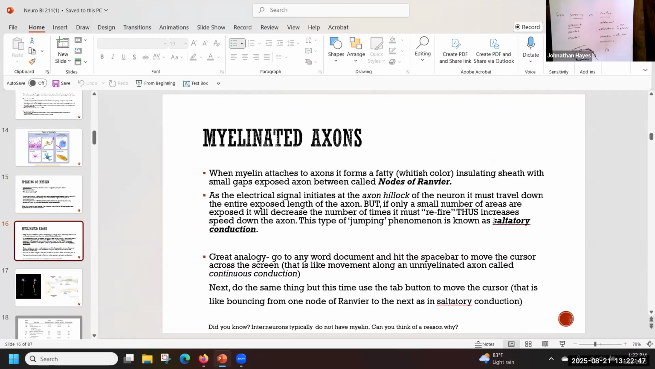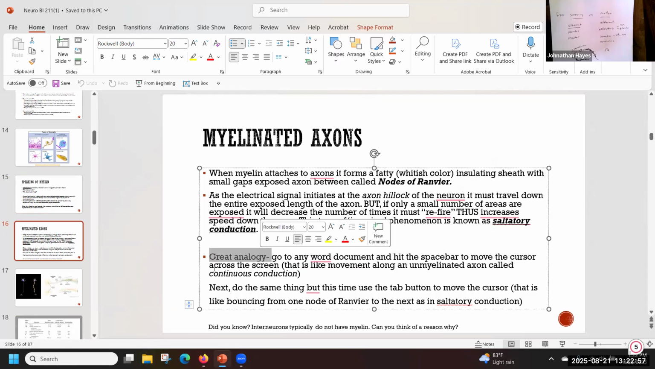This talks about the type of conduction again, saltatory conduction. This is a good analogy. I've mentioned this before back in our Anatomy 1 class. So if you didn't have me, just kind of read that. It's a good way to think about how myelinated axons work versus unmyelinated axons.